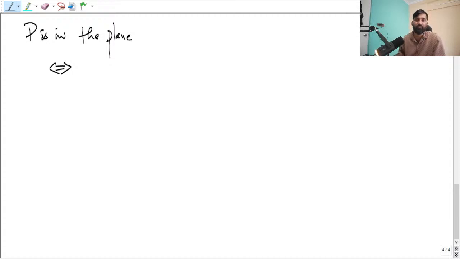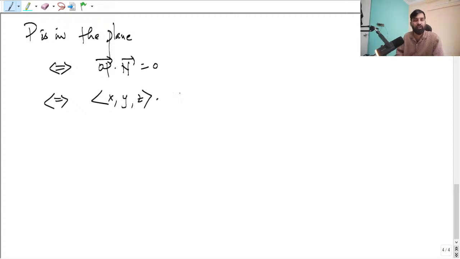P is in the plane implies what? It implies OP dot n vector is going to be 0. So you can explicitly write here: OP is nothing but the distance from the origin to that point. So you can find that it will be x minus 0, y, and z.